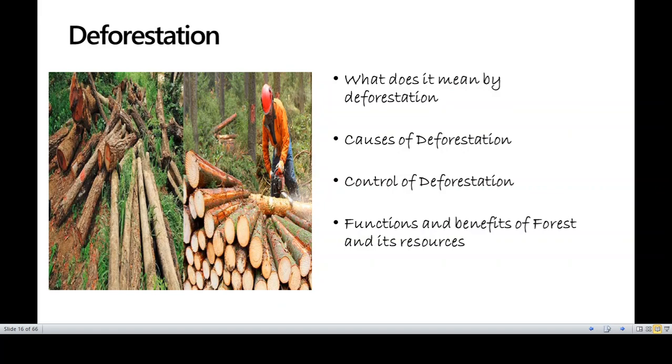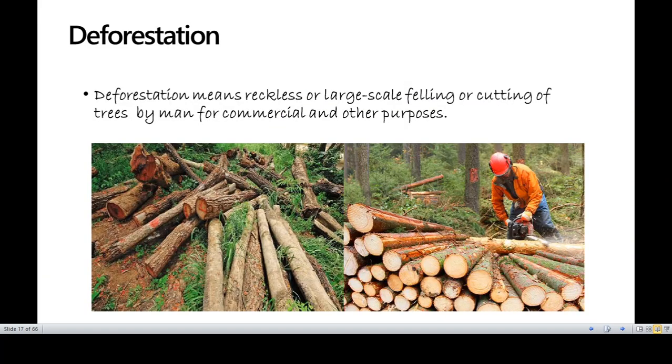Because when we talk about deforestation, it means we are cutting down the trees. So we have to keep in mind that you should always look not only at the resources which are being used, but also at these resources from the point of view that they will be beneficial to humans, to the environment and to other living organisms also. So that would be the major part of our discussion.